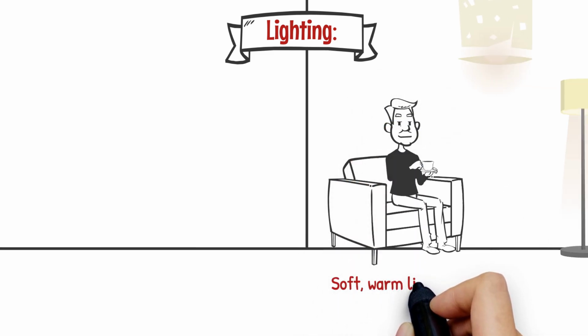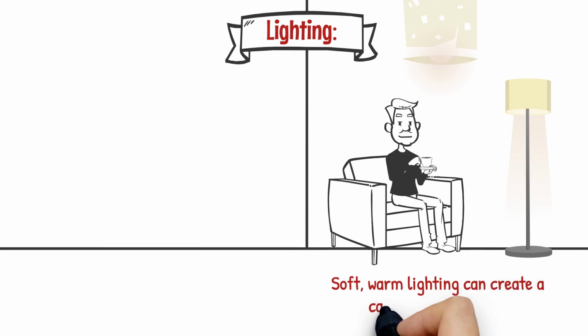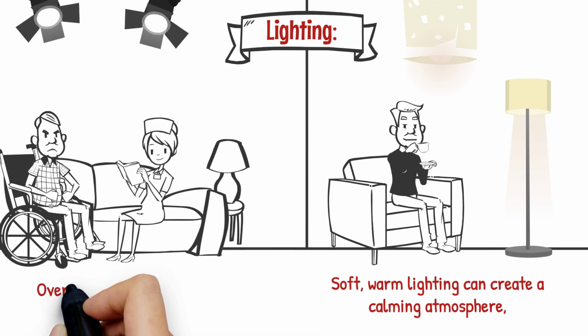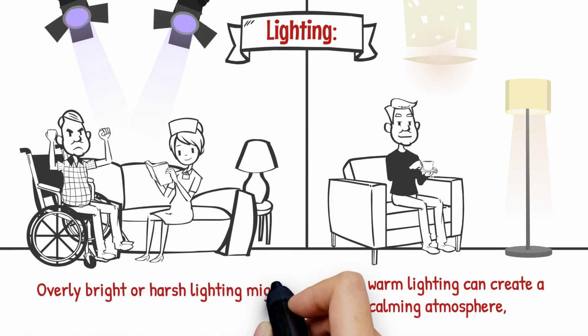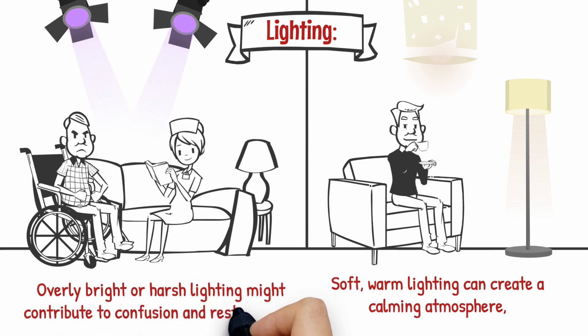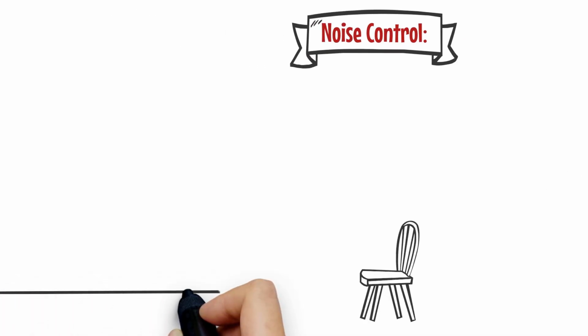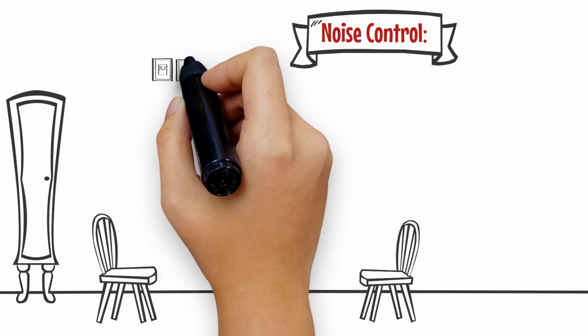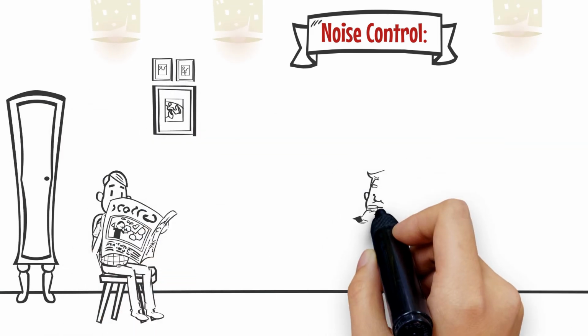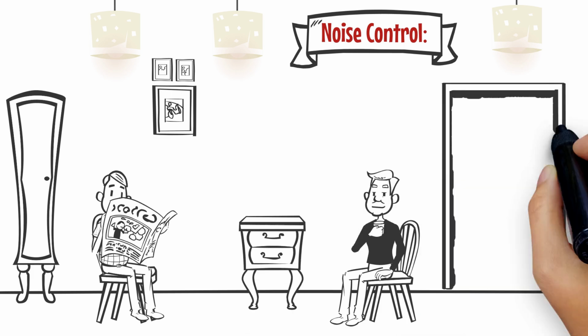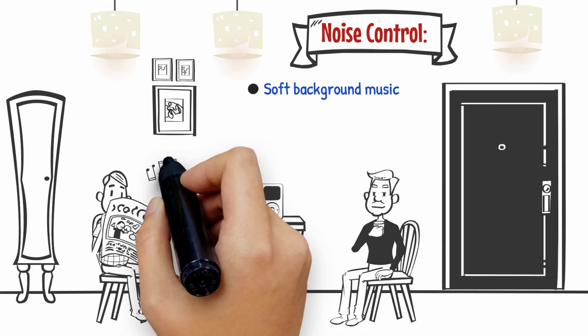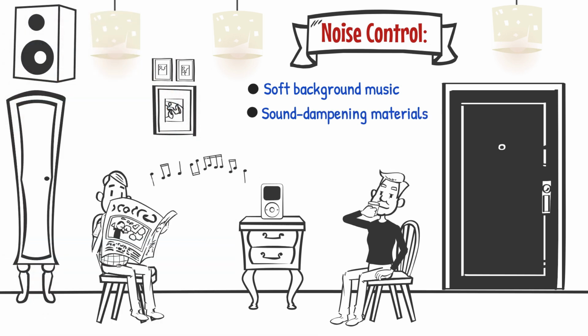Soft, warm lighting can create a calming atmosphere, reducing agitation and potential triggers for ISB. On the other hand, overly bright or harsh lighting might contribute to confusion and restlessness. Noise control. Managing noise levels is essential. A quiet, serene environment can help in reducing anxiety and stress. Using soft background music or implementing sound-dampening materials can be beneficial in maintaining a peaceful setting.